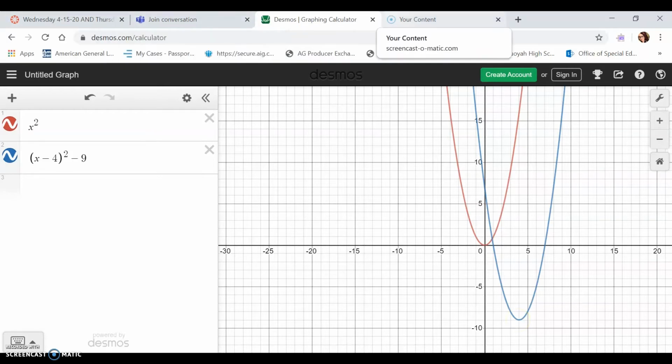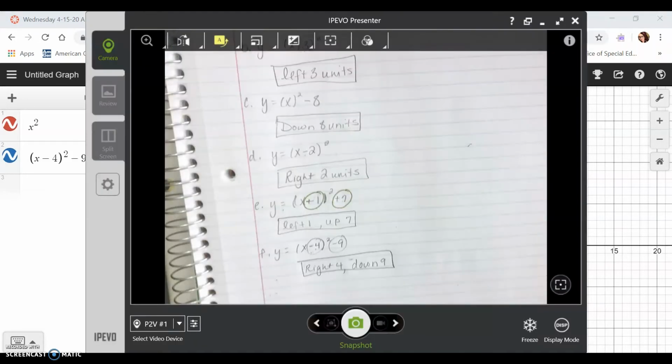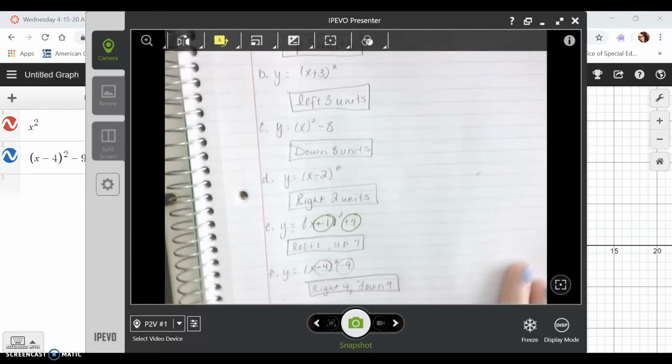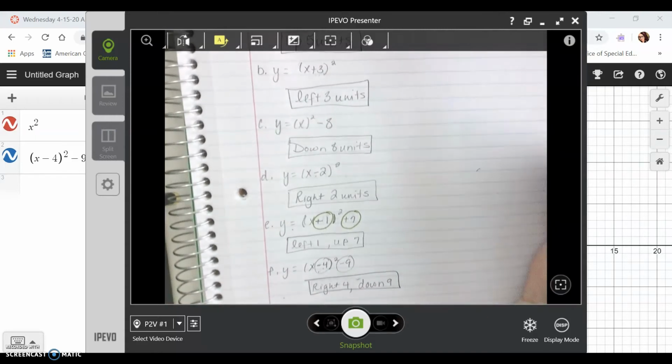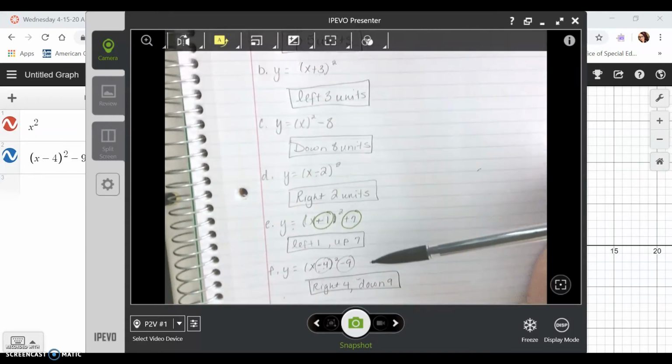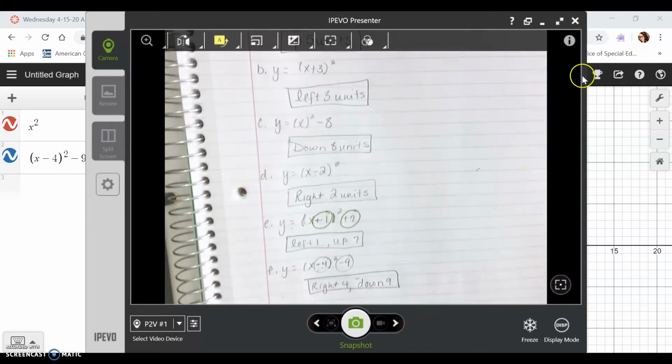In a few days, I'll go over what you had to do next for your quiz. This is more on transformations where you're doing vertical stretches and shrinks, and you're doing reflections. But right now, for the last 2 days, you had to do movement left and right, okay?